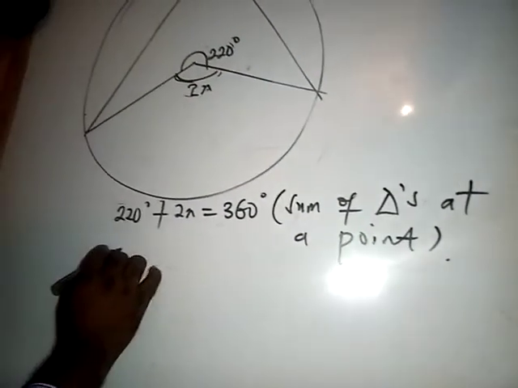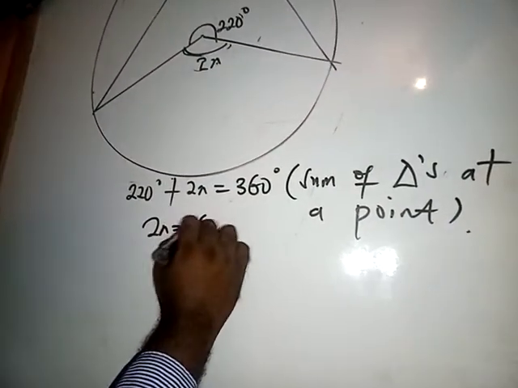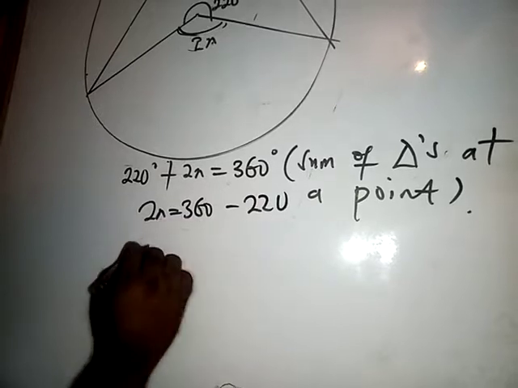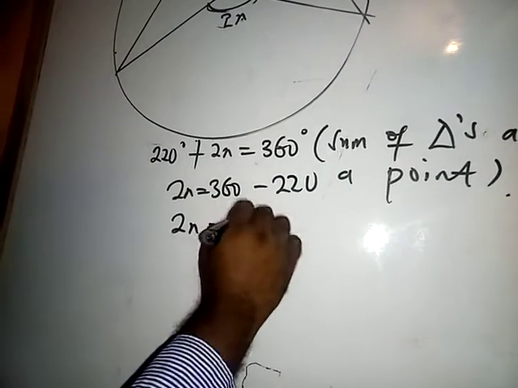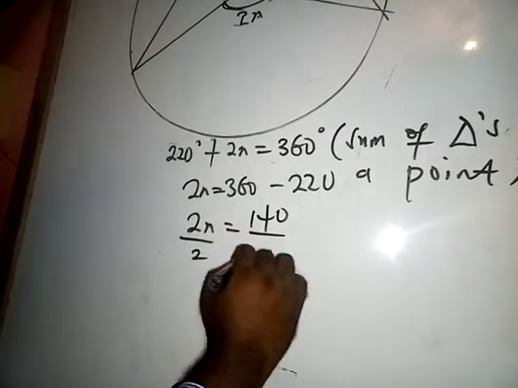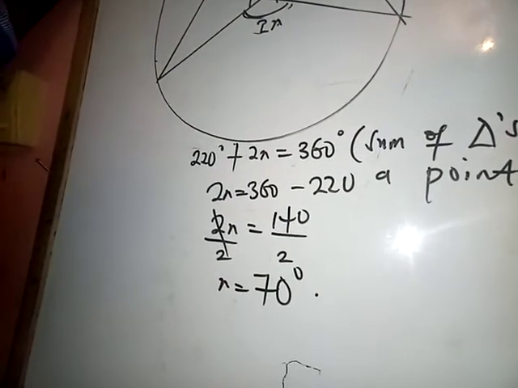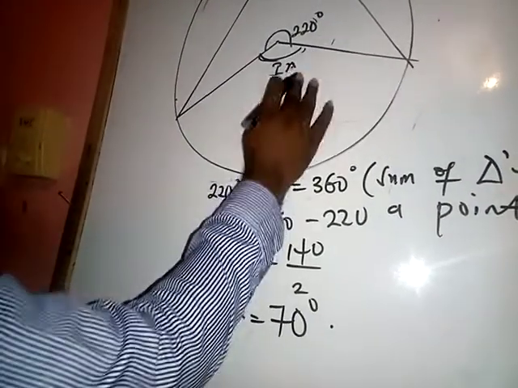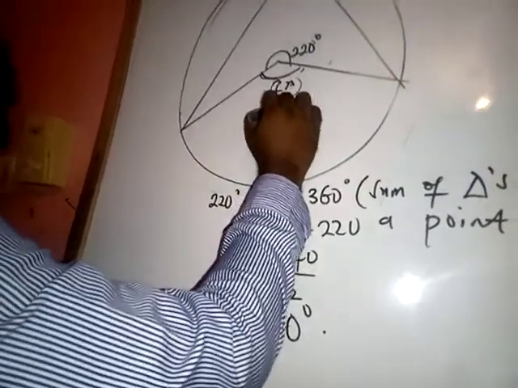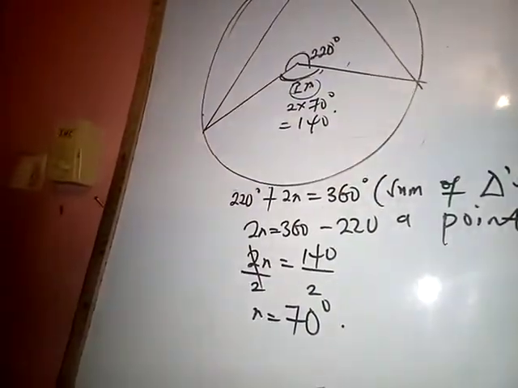So I have, from here, 220 comes here. I have 2x is equal to 360 minus 220. What is 360 minus 220? 2x is equal to 140, divided by 2. X is equal to 70 degrees. Now, if x is equal to 70 degrees, that means that all the angle here is 2 times 70, and that's 140.